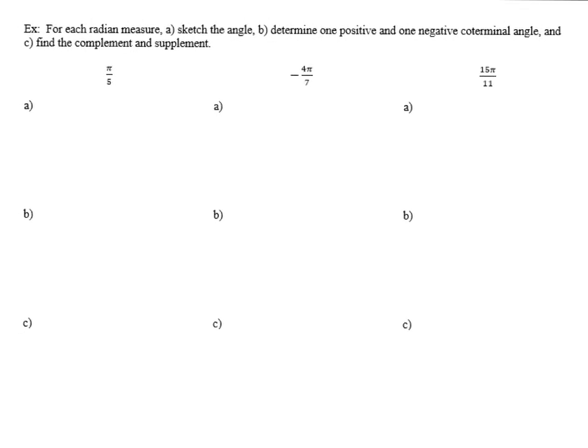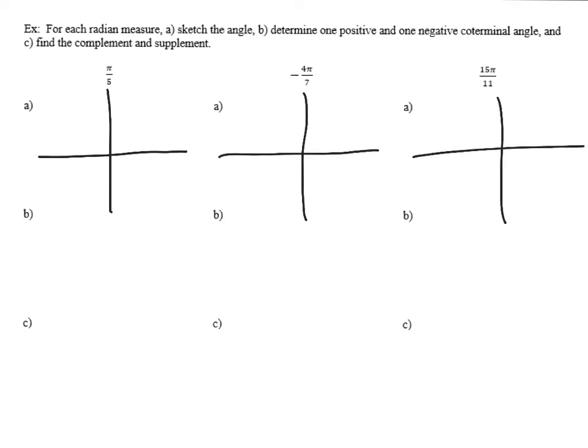All right, for each of these, we'll sketch it, find a couple coterminals, and then find the complement and supplement. I'm just going to start for all 3 of these to get a little grid here. All right. Pi over 5, right? So now it can be a little bit trickier because radians are going to have you working with pi and with fractions. Okay, but pi over 5 is going to be in quadrant number 1.